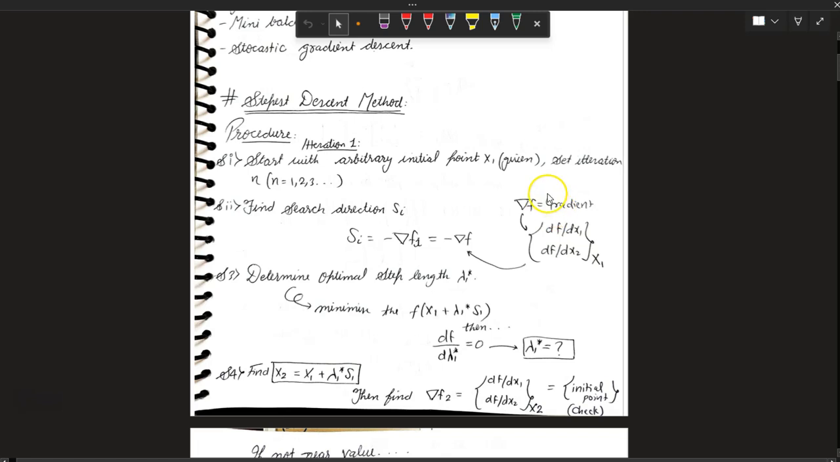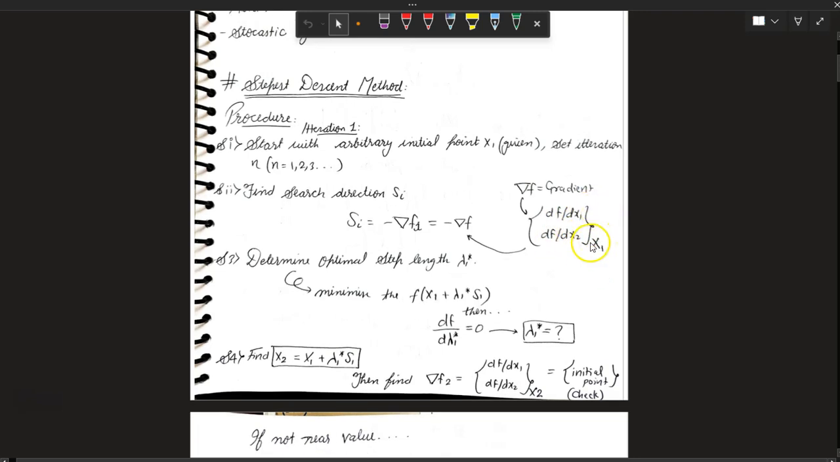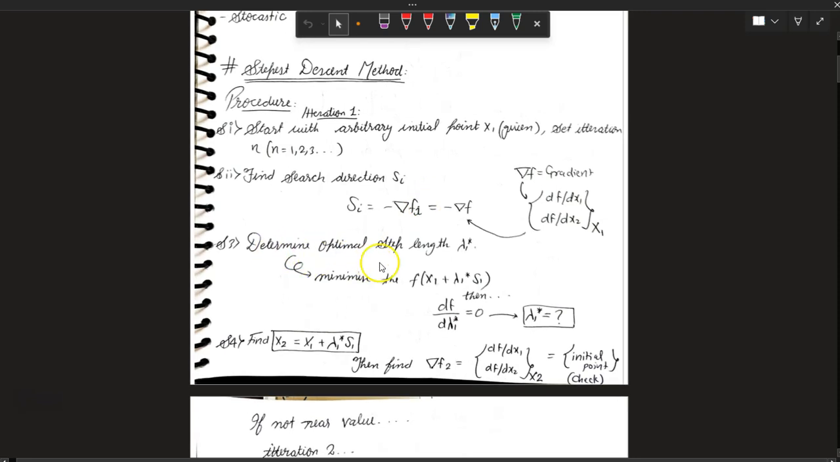Okay, so how to find the gradient, I have discussed in the first module, that is column matrix df/dx1, df/dx2 at point x1. And what is x1? x1 is the point you have chosen initially. Alright, determine optimal length lambda 1 star, then minimize the function at that point x1 plus lambda 1 star s1, and then after minimizing you have to differentiate this function with respect to lambda 1 star. Okay, so whatever you get, then equate it with 0, you will get the value of lambda 1 star.